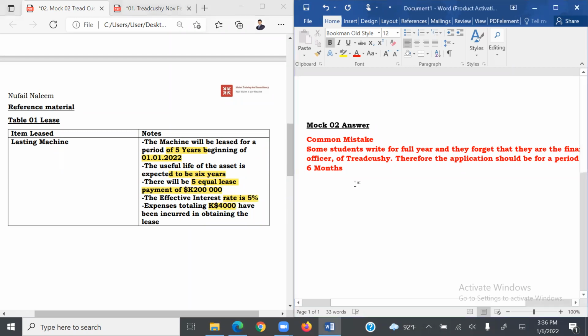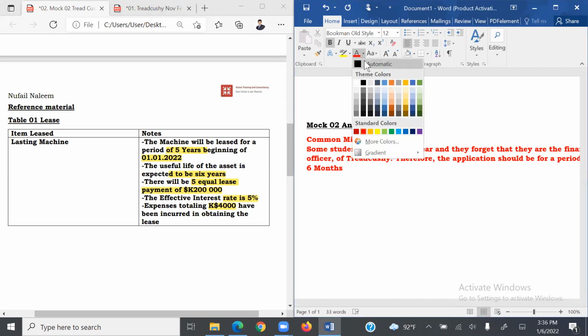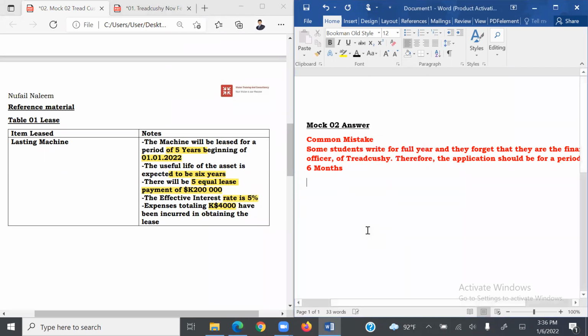Okay, so students, first thing, let's write down here, initial recognition. They are asking how we can record this in the financial statements. In order to make the answer even more convenient for you, I'll mention here as initial recognition.